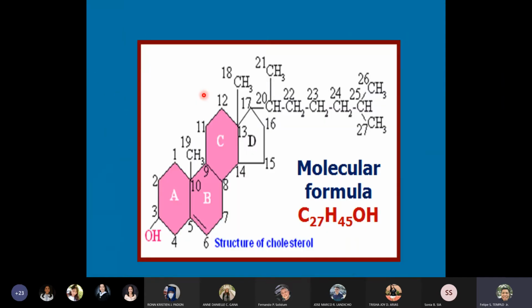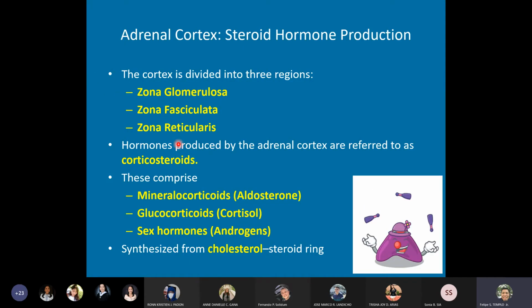So again, three layers, sorry. So three layers in the adrenal cortex, easy to understand. The hormones produced are corticosteroids. So overall, we can just mention it as everything produced here are corticosteroids.